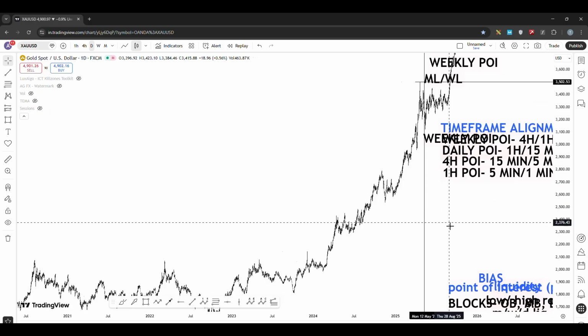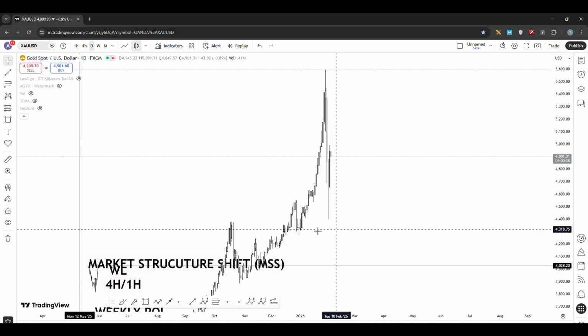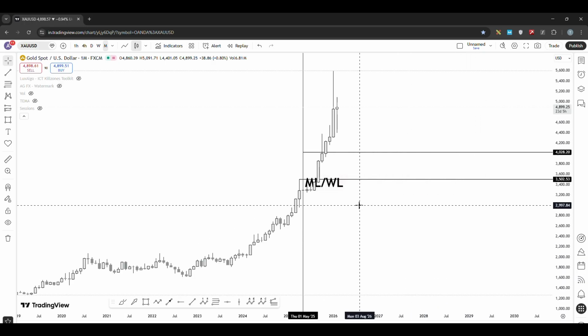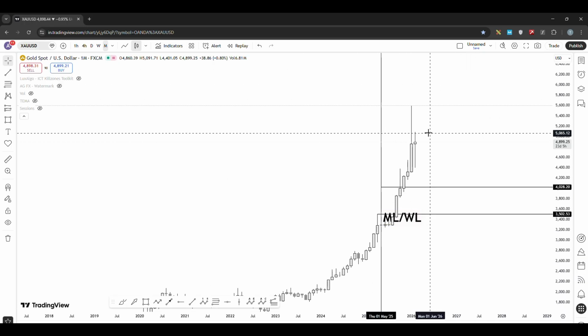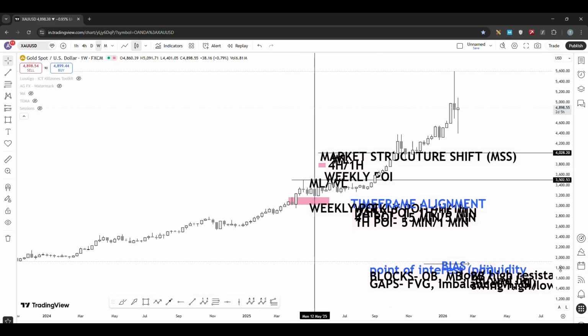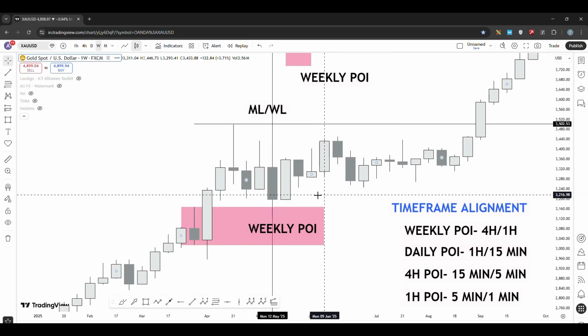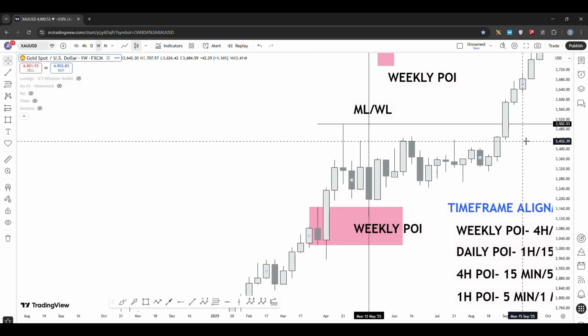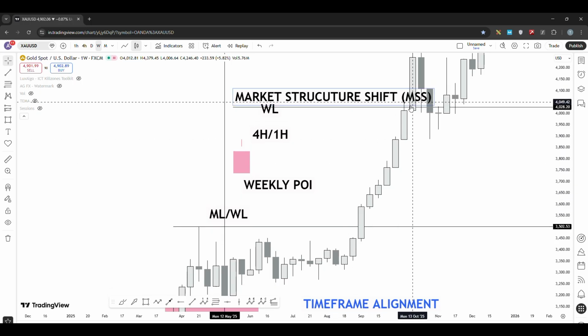Now let's see some more examples over here. Let's go to the monthly once again. So in the monthly, we can see, okay, so there was not much pullback. Let's go to the weekly and see what happened after that. So in the weekly, you can see what happened after market pushed higher, market took out the high, and then market continued higher, right?